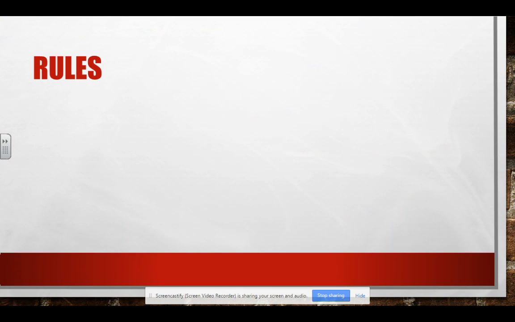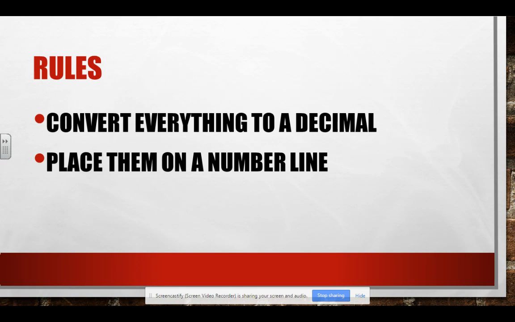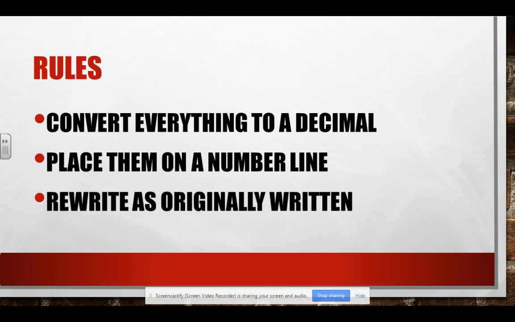Our rules for comparing and ordering. Step 1, convert everything to a decimal. So if we have fractions, decimals, percents, we want to make sure to convert everything to a decimal. Next, we're going to place them on a number line. All of our numbers will be placed on a number line. And then when we actually rewrite our numbers, we're going to rewrite them as they were originally written.